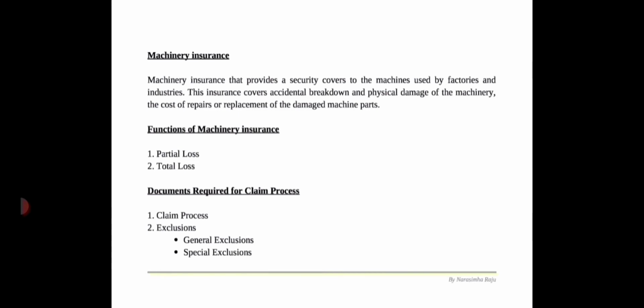In this process of claim settlement, there are some exclusions for machinery breakdown insurance. Machinery breakdown insurance can be availed by owners of large scale associations or MSMEs of India. However, there are various exclusions in the policy.